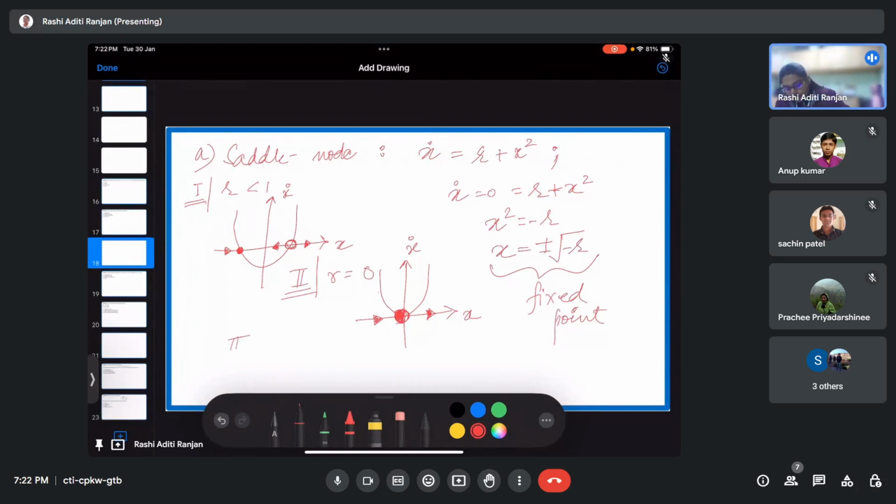Coming on to the third case, if r is greater than 0, what is going to happen? If r is greater than 0, this becomes undefined, isn't it? This becomes undefined. There is no fixed point. The system is going to be like this.